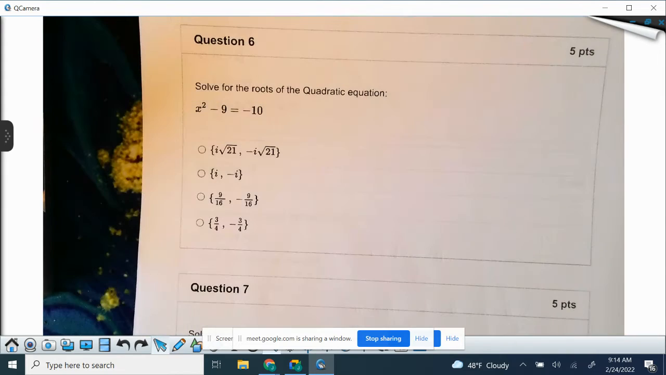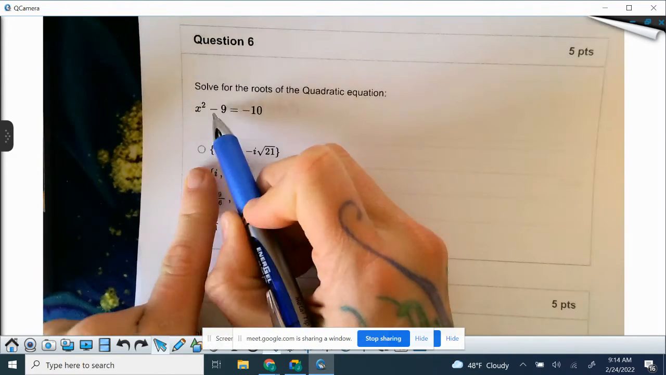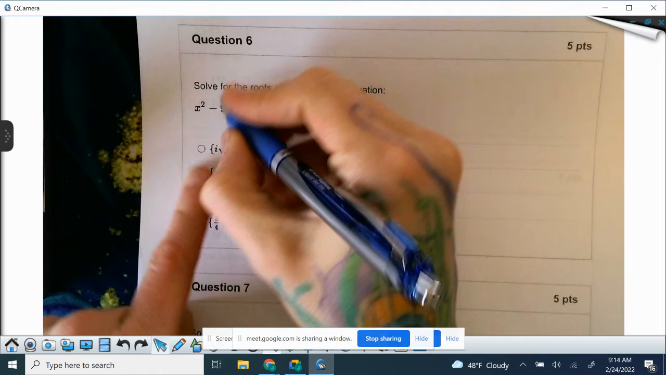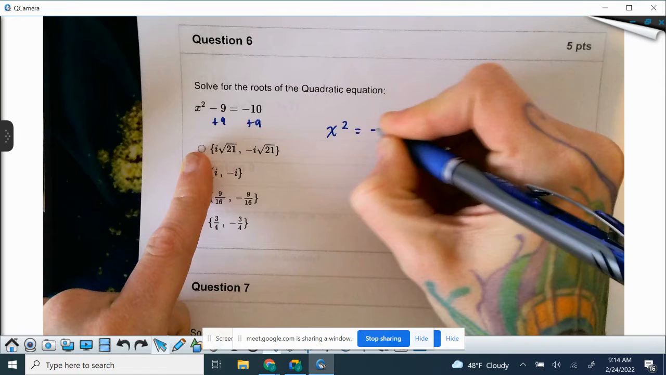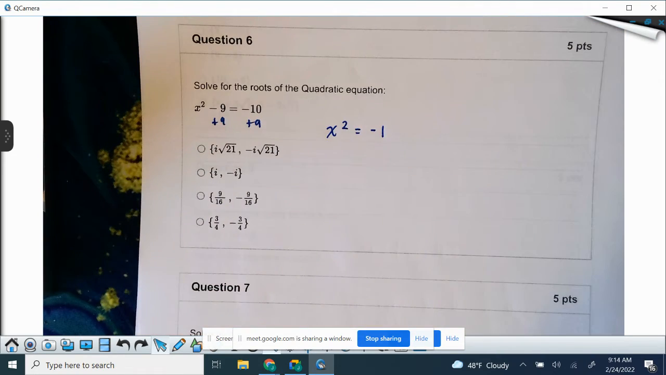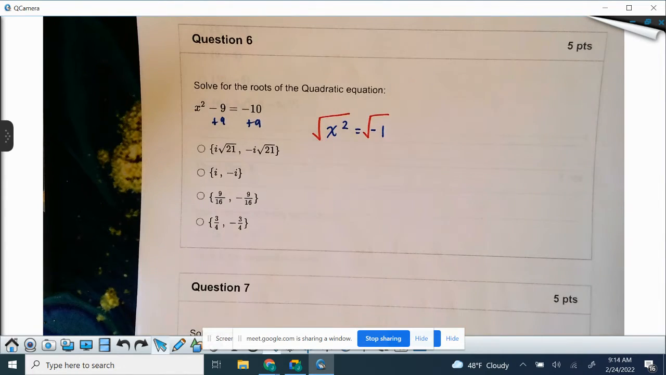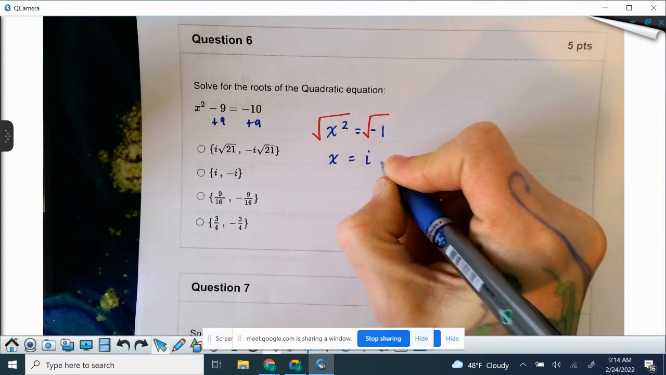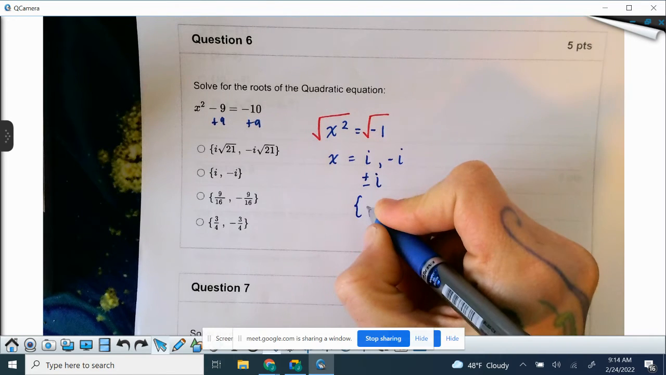Alrighty, number 6, so solving for the roots. That's solving the quadratic. And this one didn't tell you how you had to do it. But again, there's not an x by itself. There's just the x squared. So I would add 9. So x squared equals a negative 1. The inverse operation of squaring is taking the root. And every time you take a root, you get a positive and a negative choice. So x equals positive i and negative i, or plus minus i, or again as a list.